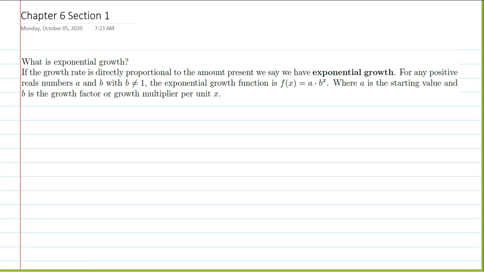So chapter 6, we're going to start talking about exponential growth. So, what is exponential growth? This relates back to what we've been talking about, and it says if the growth rate is directly proportional to the amount present, we say that we have exponential growth. For any positive real numbers a and b, with b not equal to 1, the exponential growth function is f of x equals a times b to the x, where a is the starting value and b is the growth factor, or the growth multiplier, per unit x.